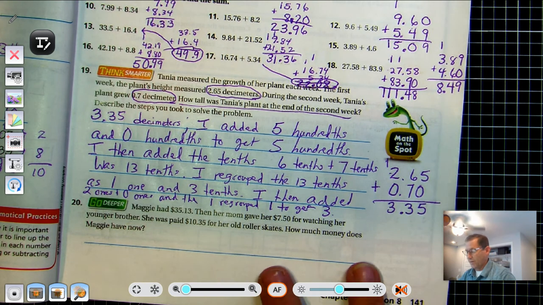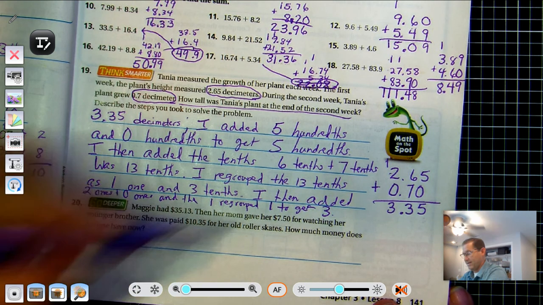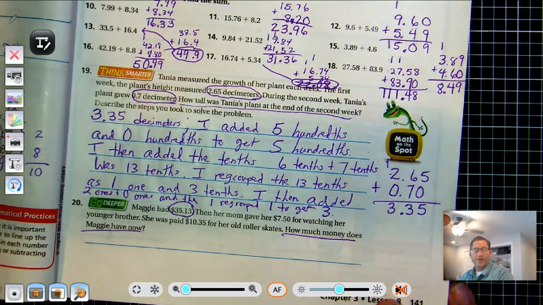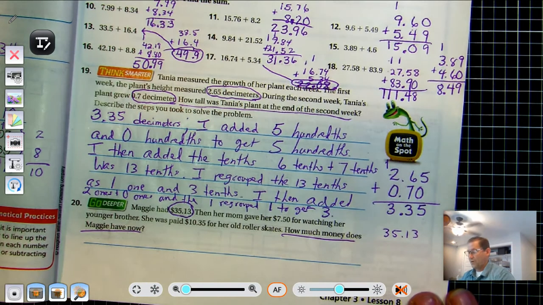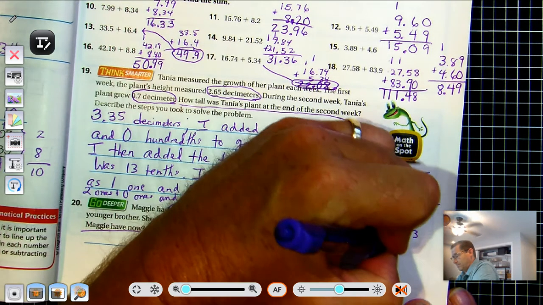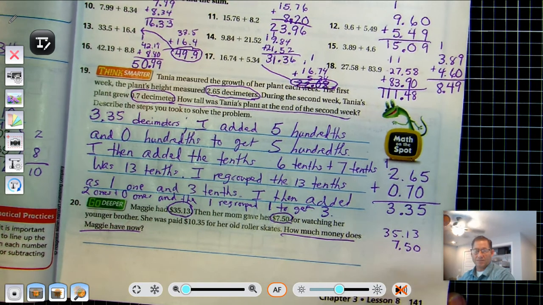All right, number 20. Maggie had $35.13. Her mom gave her $7.50 for watching her younger brother. She was paid $10.35 for her old roller skates. How much money does Maggie have now? All right, so she starts with $35.13. Her mom gives her $7.50. Well, we would add that, right? The mom's giving her that, so now she has some more money.